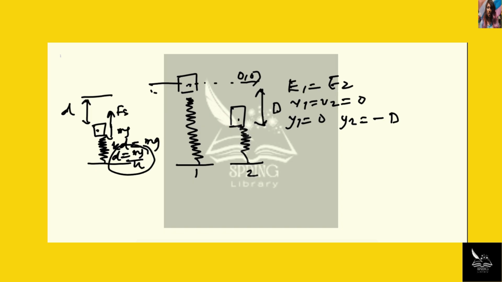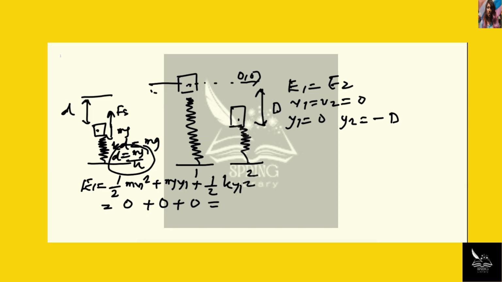So E1 equals half mv1 squared plus mgy1 plus half ky1 squared. Well, at location 1, there is no kinetic energy, there is no GPE, the spring is not compressed, so all the energies are 0. At location 2, the kinetic energy of the particle is 0. The potential energy we have just seen is equal to negative mgd. It's negative because it is below the 0 reference level.